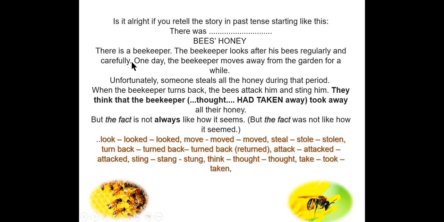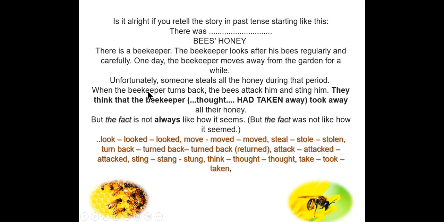Bees, honey. There was a beekeeper. The beekeeper looked after his bees regularly and carefully. One day, the beekeeper moved away from the garden for a while.